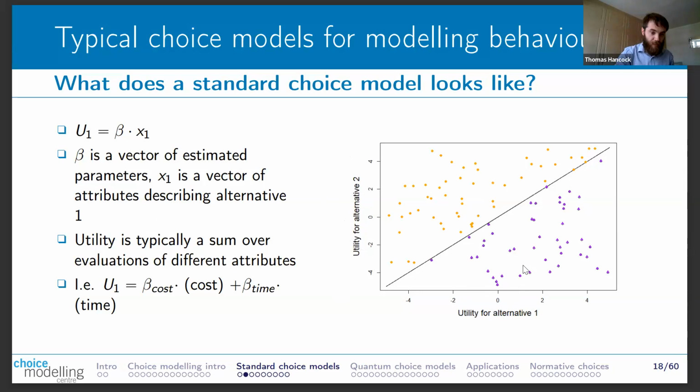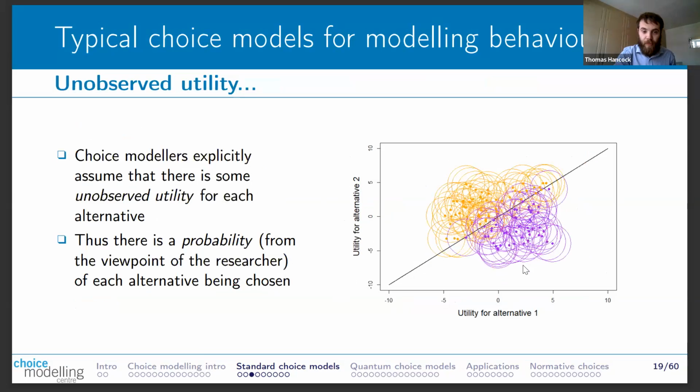But of course, we don't see everything that goes into the decision-making process. So there is what we call unobserved utility for each alternative. And this means that we've got these circles here around these points, which is going to give us a probability of each alternative being chosen from the viewpoint of the researcher. So some of this circle falls above the line and some below.